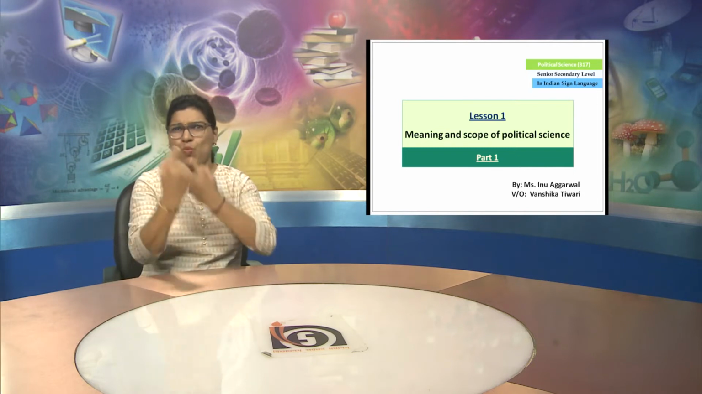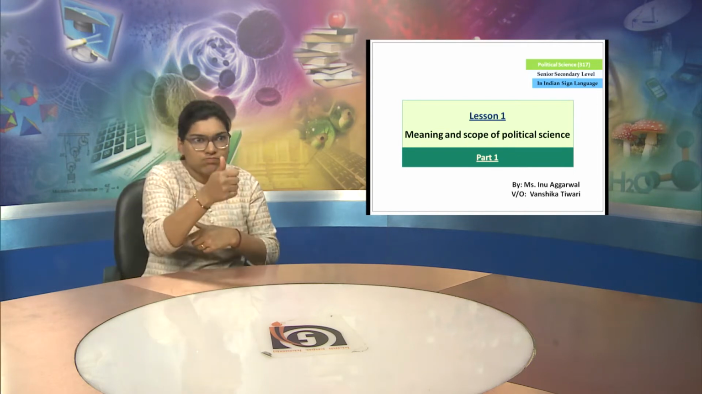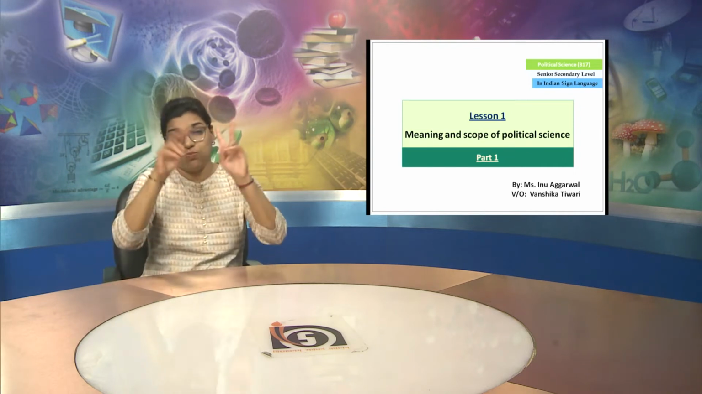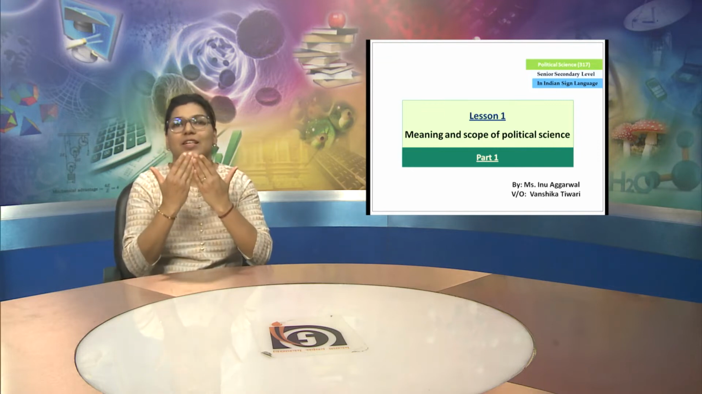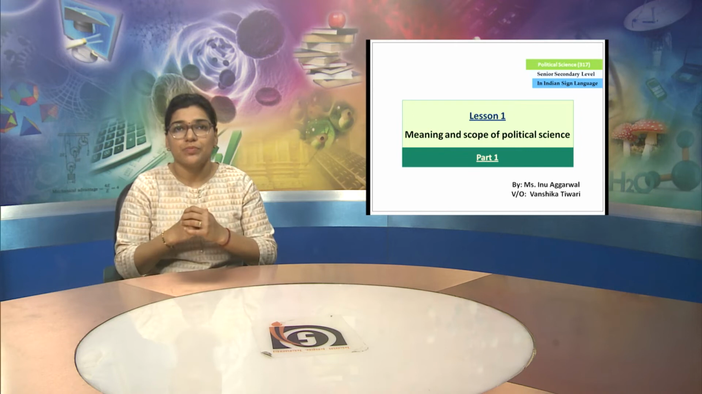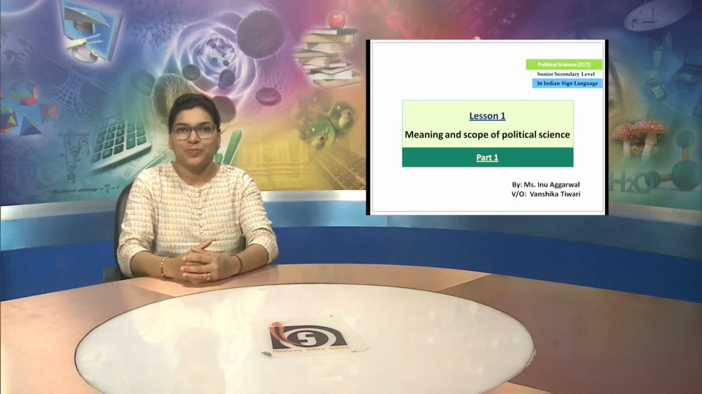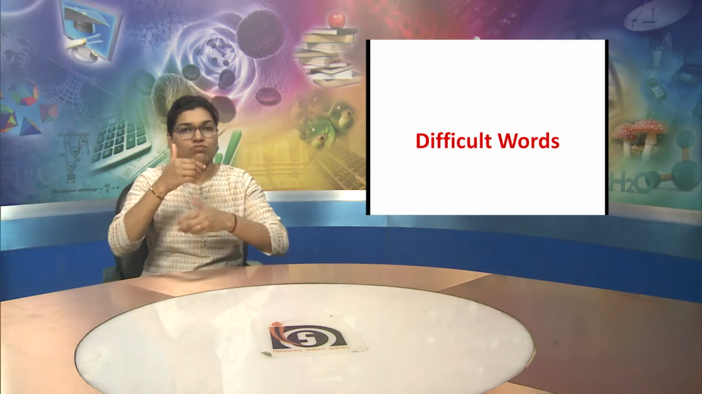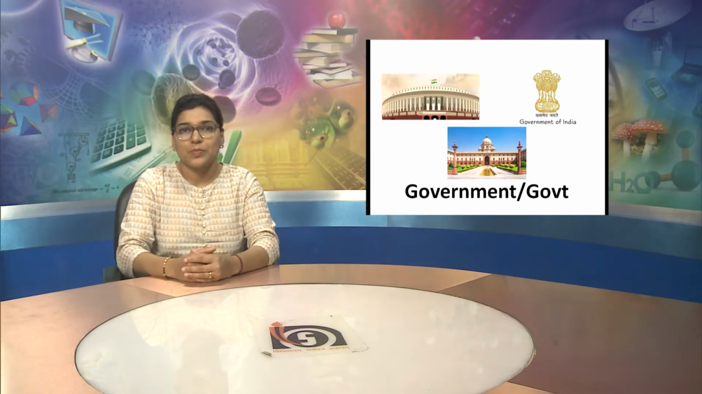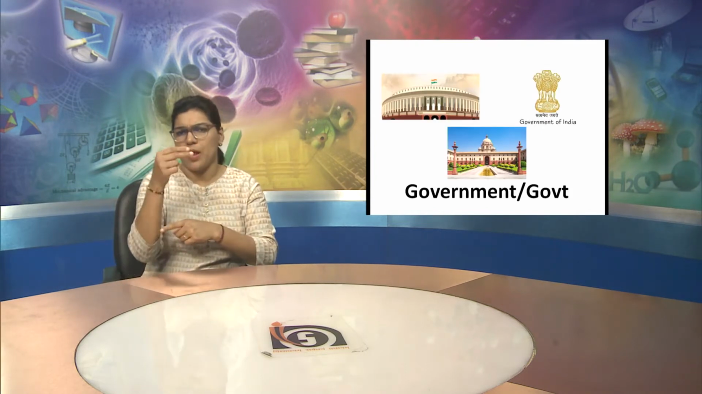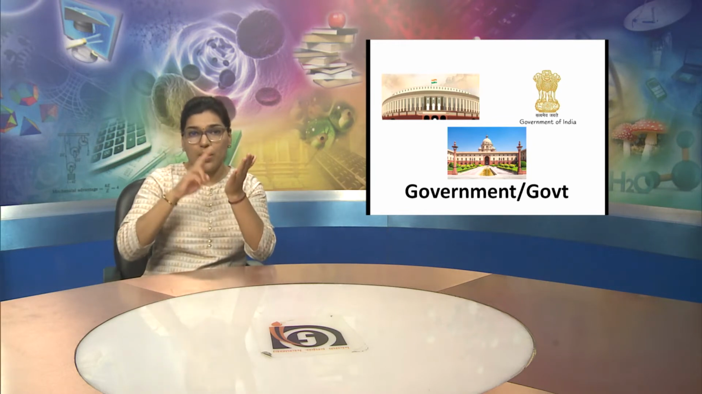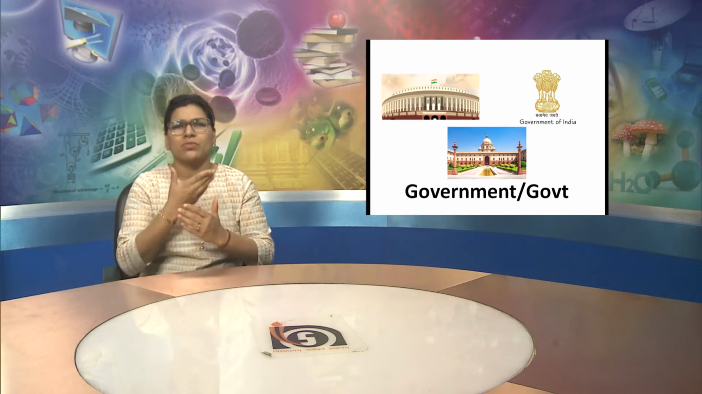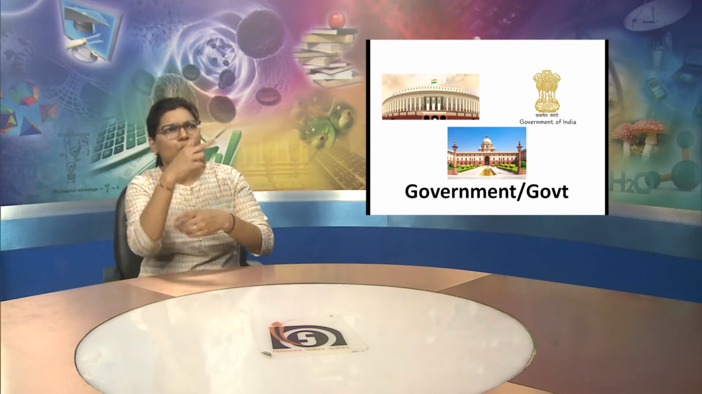Political science is related to different political parties and the different rules and regulations, responsibilities and duties of the citizens of a state. Let's begin with part 1. Difficult words. The first word is government. In short, we write it as GOVT.